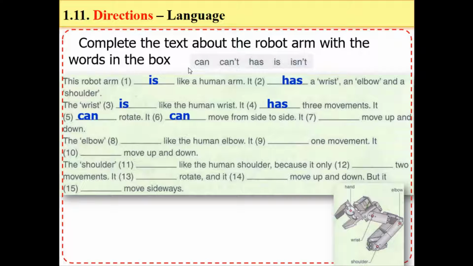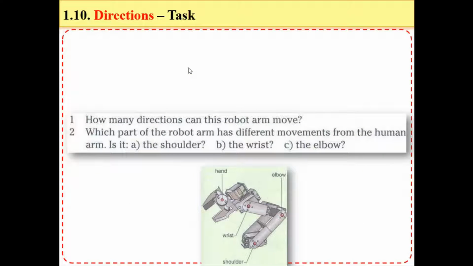It can move from side to side. It can move up and down. The elbow is like a human elbow. It has one movement. It can move up and down. The shoulder isn't like a human shoulder because it only has two movements. It can rotate. It can move up and down, but it can't move sideways.